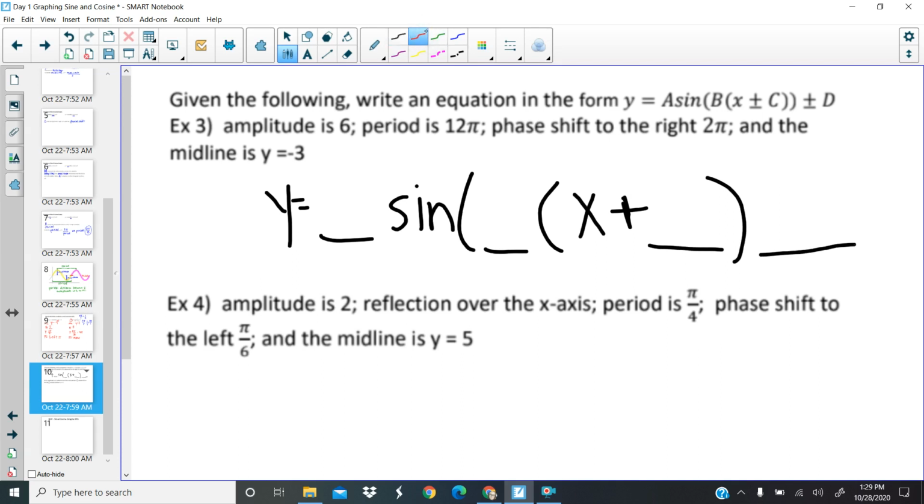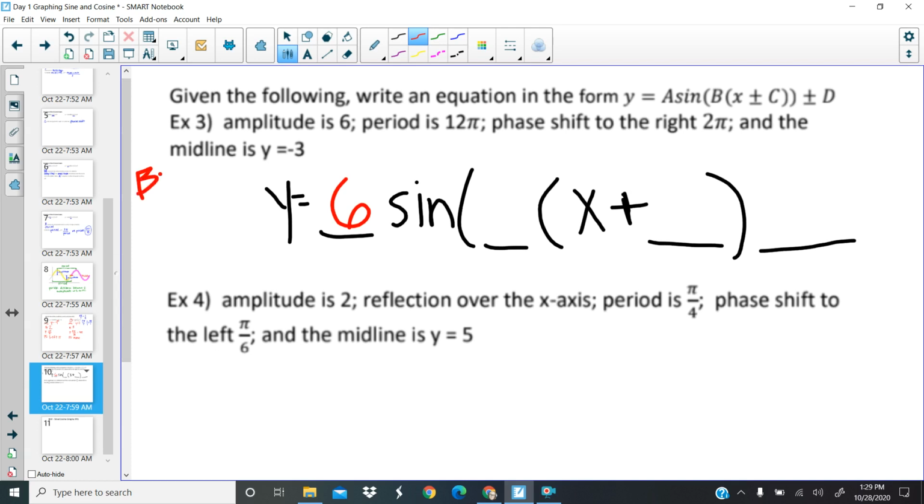It tells us at the very beginning the amplitude is 6. So that means our a value in front needs to be 6. And then it says the period is 12 pi. So be careful there again, because we need to use the fact that b equals 2 pi divided by the period instead of just throwing that 12 pi in there. When you simplify that down, the pi's are going to cancel, and you'd have 2 over 12, which simplifies to 1 over 6. So the b value that goes in that blank is going to be 1/6.